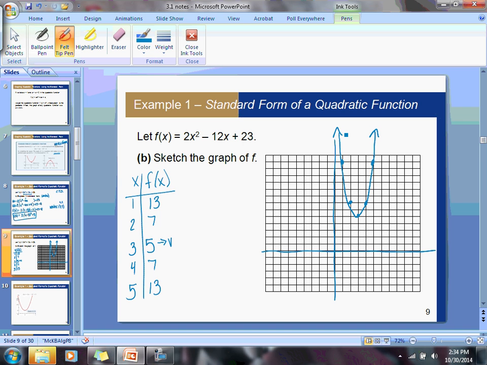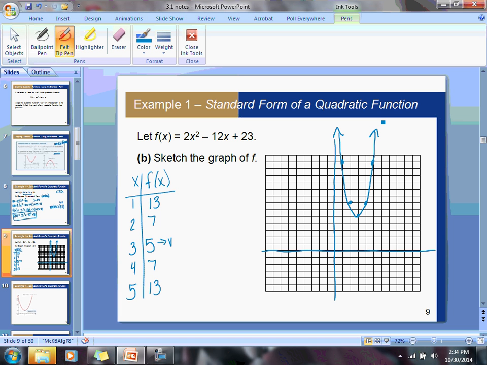So putting it in vertex form helps us find our vertex. It helps us know where to focus in on our table of values. Helps us find 5 nice points to graph our parabola. I always say you need at least 5 points to graph your parabola. Notice that this leading coefficient was positive, so we know it's going to open up, which it does. Let's double check.